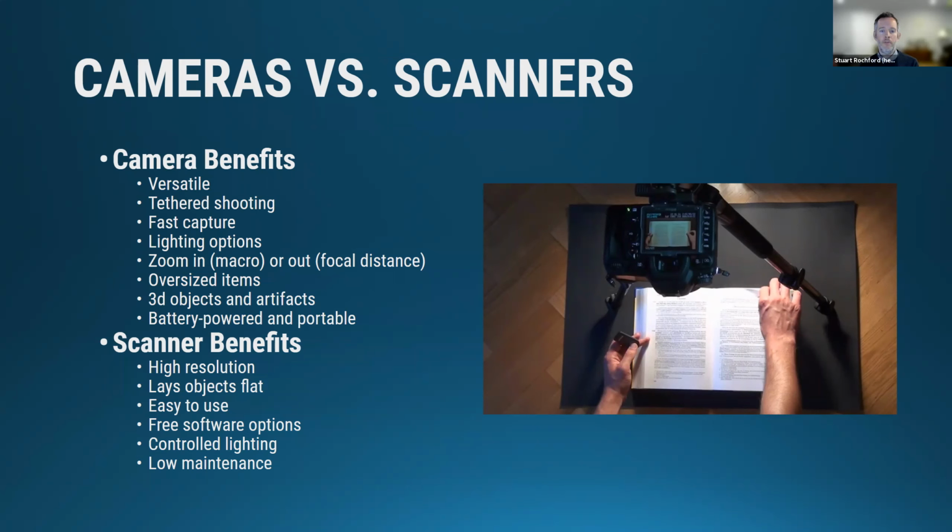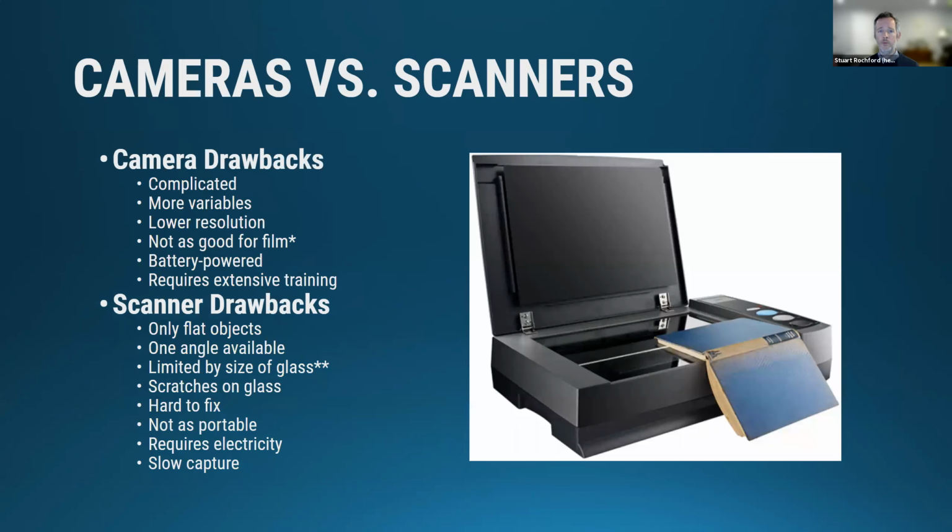There's a lot of free software options as well. And you do have controlled lighting, so you're not getting a lot of variables from windows or overhead lighting. So controlled lighting is good, and they're low maintenance. You don't have to worry too much about dust getting on your sensors and wires going bad and tethering issues. So those are basic benefits, and now we'll talk about some drawbacks.